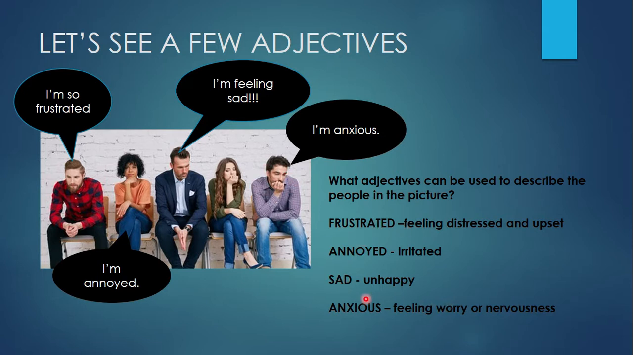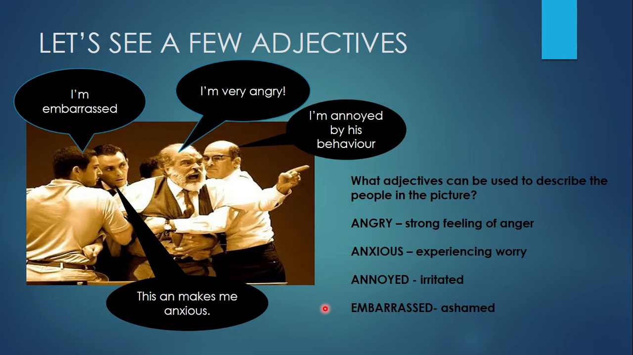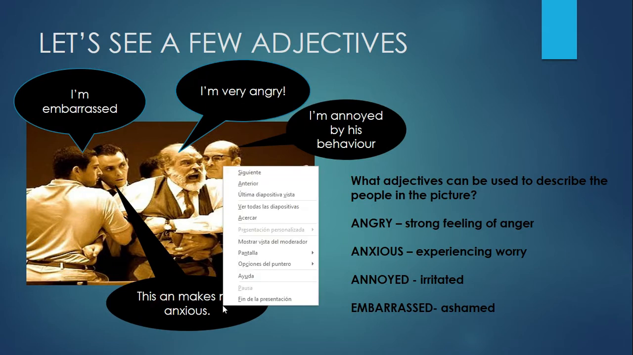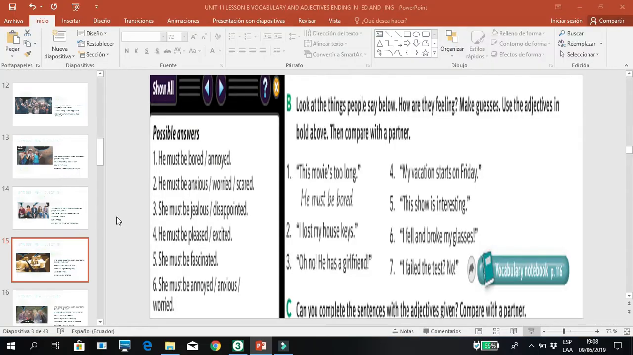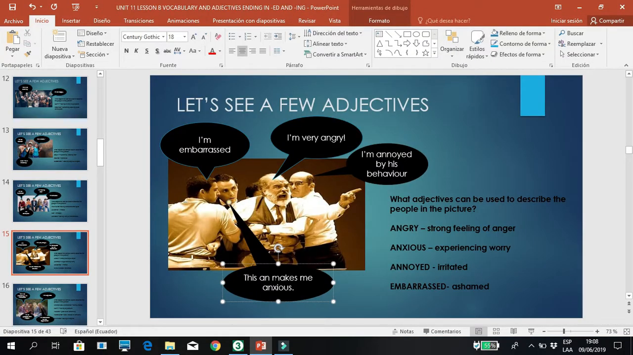So all these adjectives, they are used to describe how a person feels. The exceptions are sad and anxious because they don't have an ed ending. But sad and anxious is to describe how a person feels. What adjectives can be used to describe the people in the picture? I am annoyed by his behavior. I am very angry. I am embarrassed. This situation makes me anxious, okay?